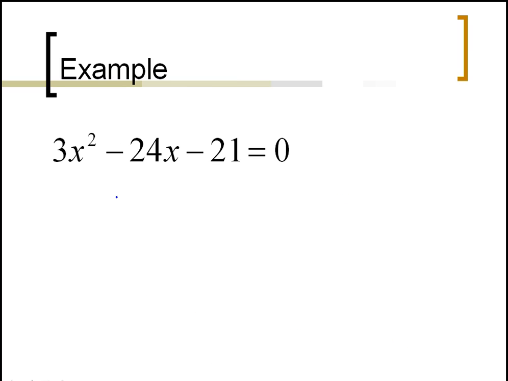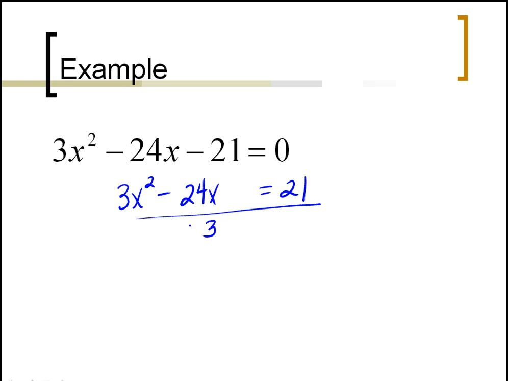Another example I wanted to do where you don't have a 1 on the x squared. But again, the first thing we need to do is add the 21 to both sides. Now we need to get a 1, so to get a 1 we divide by whatever coefficient this happens to be, which is 3. So thank goodness everything's easily divisible by 3. 24x divided by 3 would be 8x, and that's equal to 21 over 3, which is 7. Now we have to complete the square, so we take half of 8, which is 4, and squared is 16, and we add that to both sides.